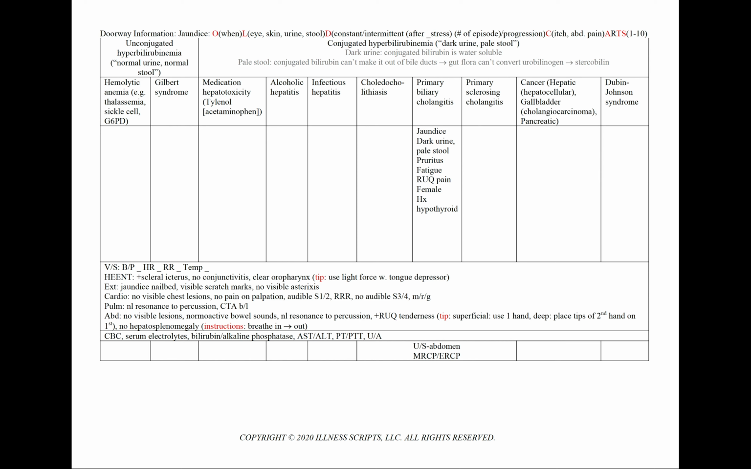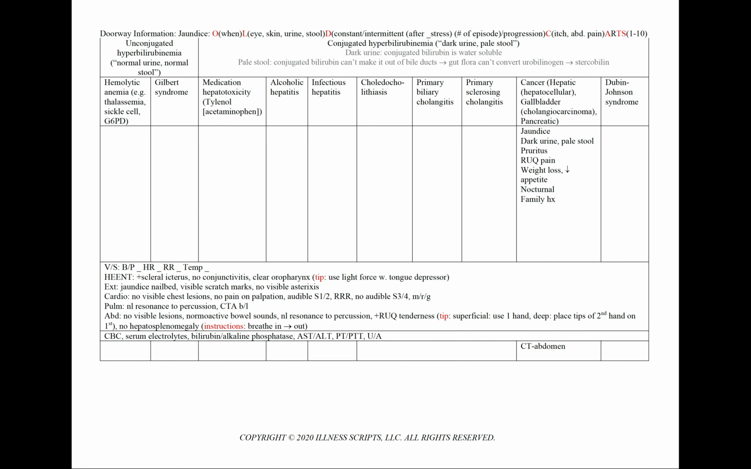In primary biliary cholangitis, we'll see jaundice, dark urine and pale stool, pruritus, fatigue, right upper quadrant pain, and classically a female patient with a history of other autoimmune diseases such as hypothyroid. And we'll include an ultrasound of the abdomen and an MRCP or ERCP. In primary sclerosing cholangitis, we'll see jaundice with dark urine and pale stool, pruritus, fatigue, right upper quadrant pain, and now our patient will be male with a history of, for autoimmune, an inflammatory bowel disease such as Crohn's or ulcerative colitis, and will include an ultrasound of the abdomen and an MRCP or ERCP.